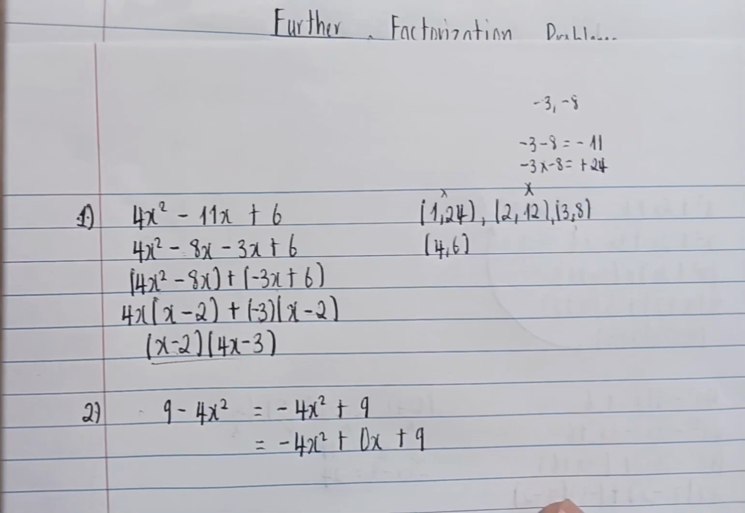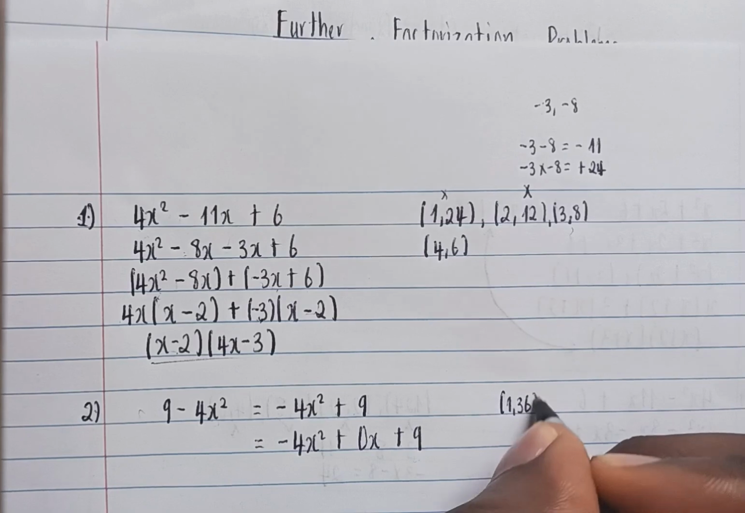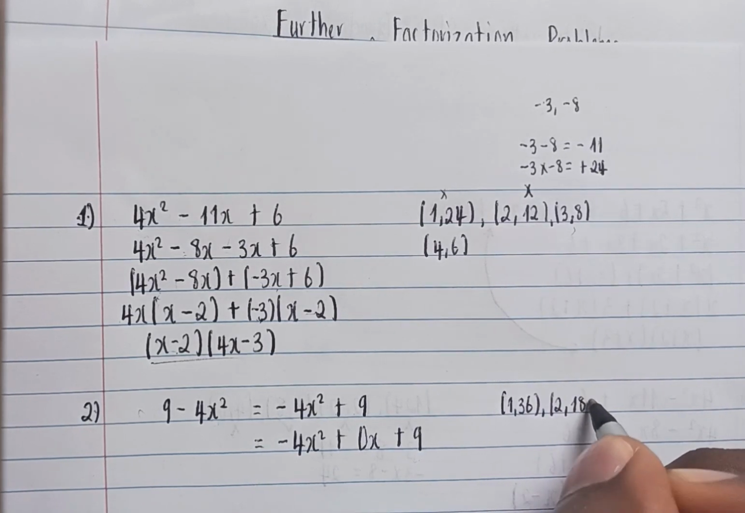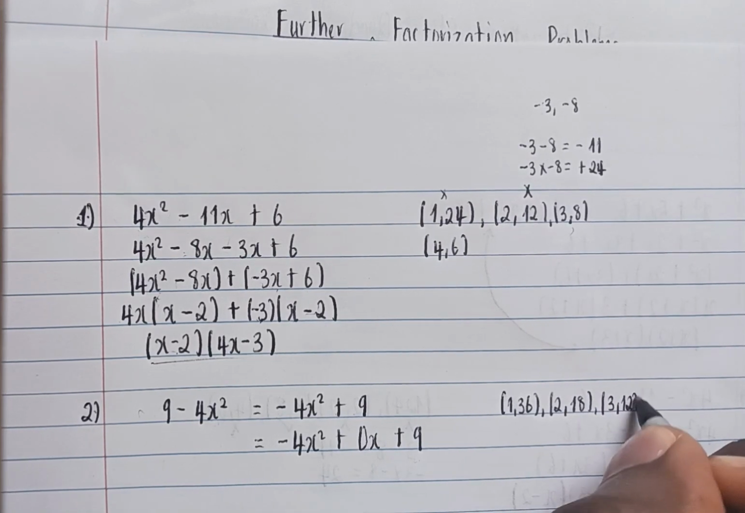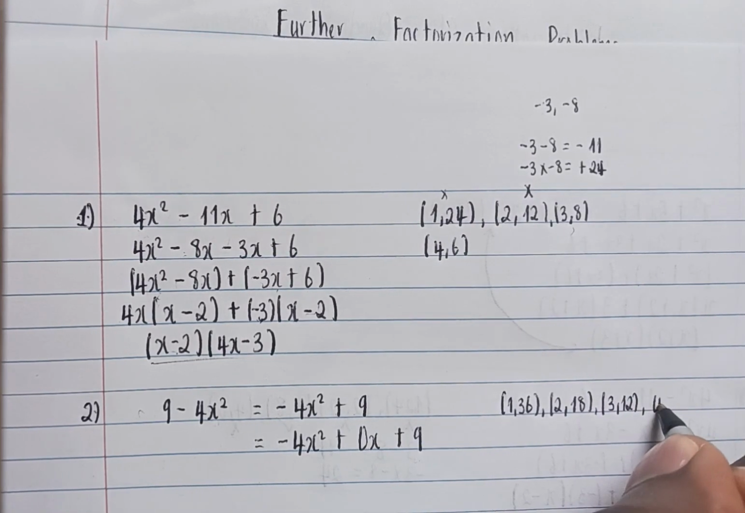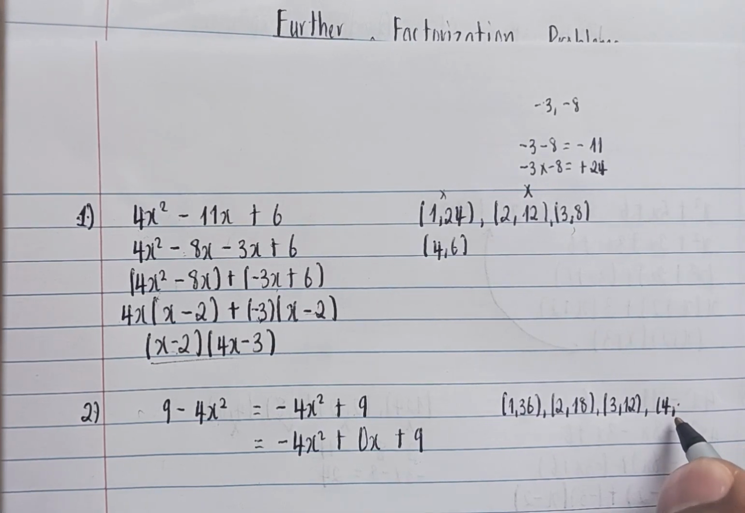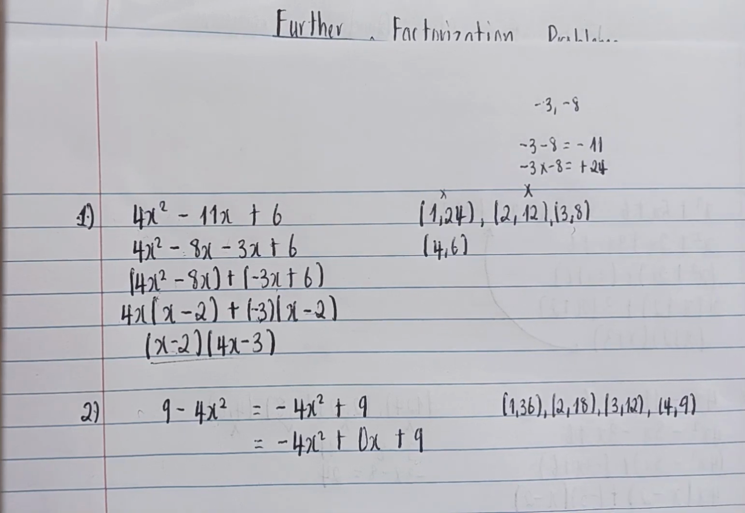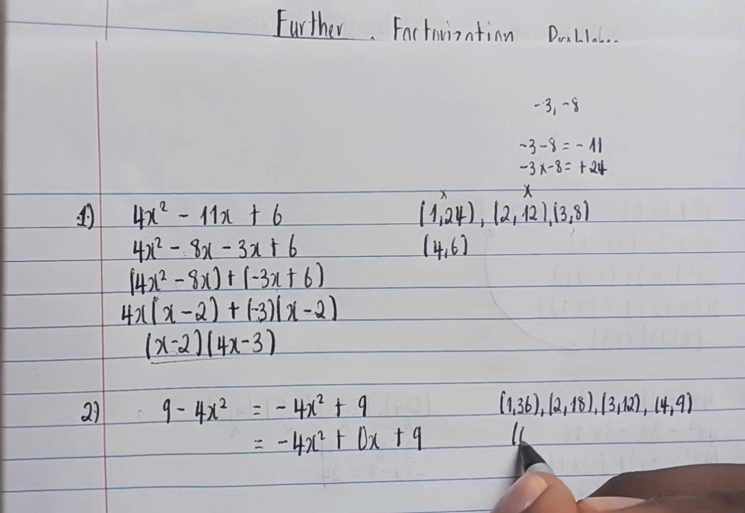So I will find the factors of 36. I have 1 and 36. I have 2 and 18. I have 3 and 12. I have 4 and 9. I have 6 and 6.